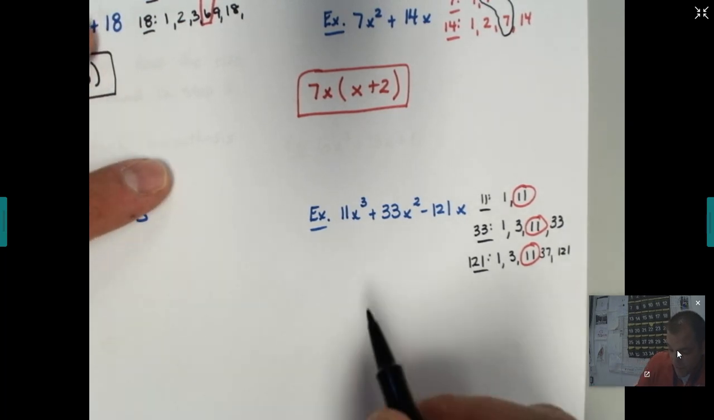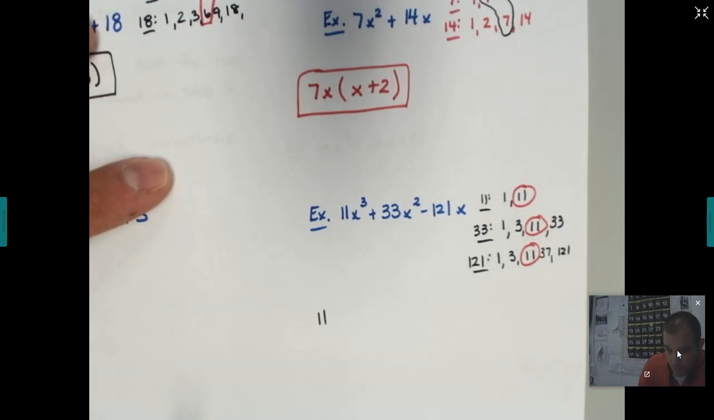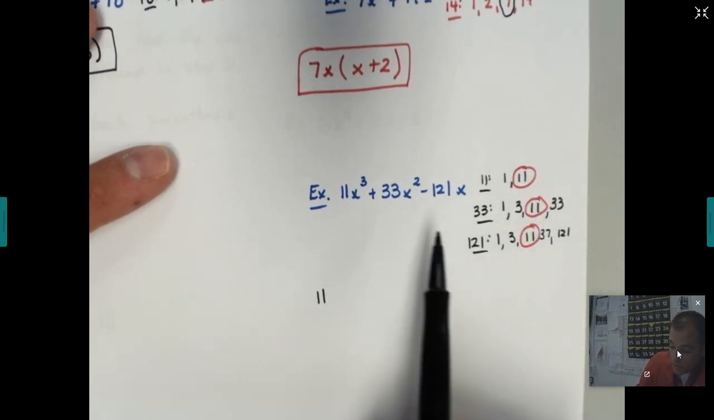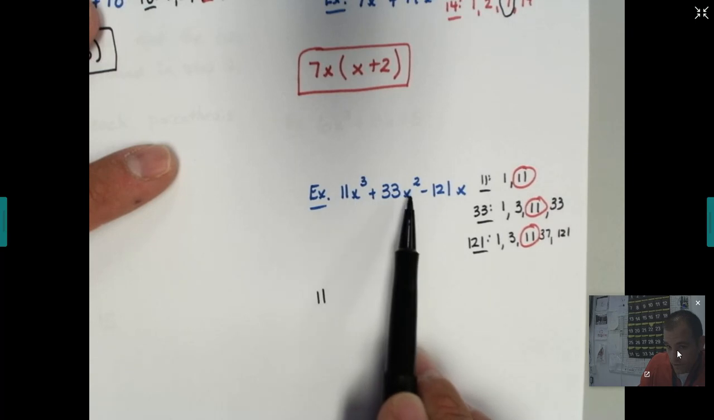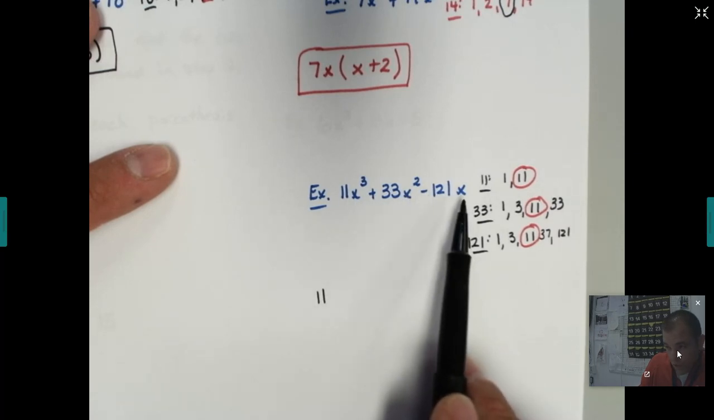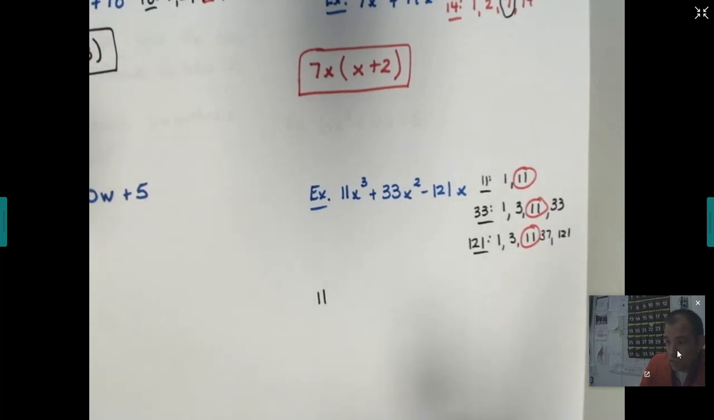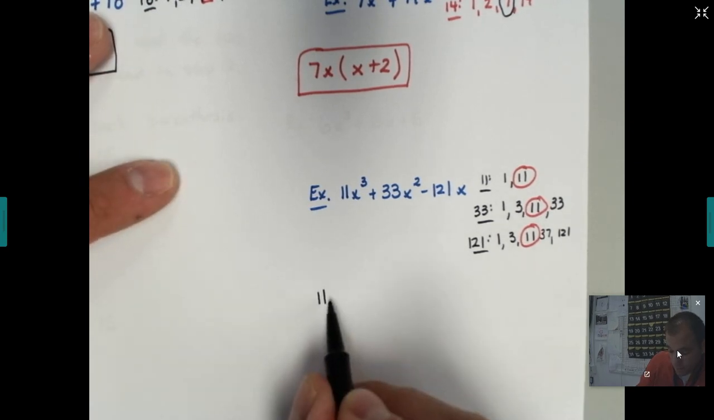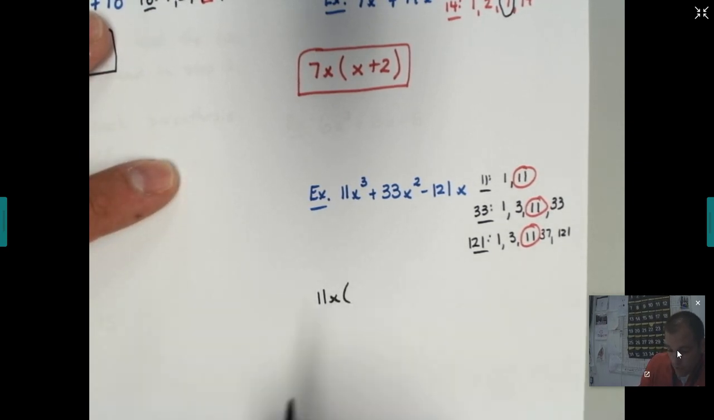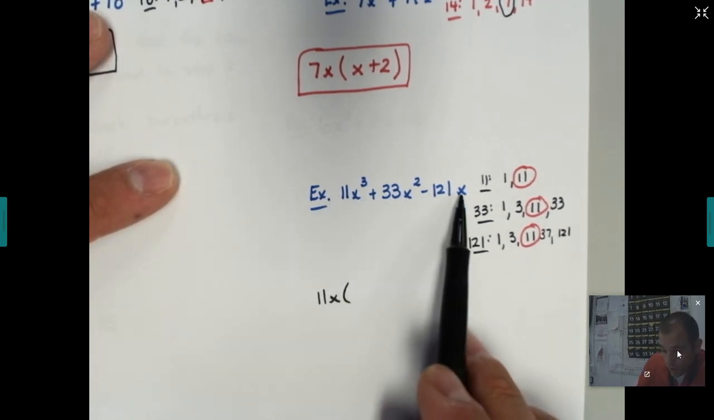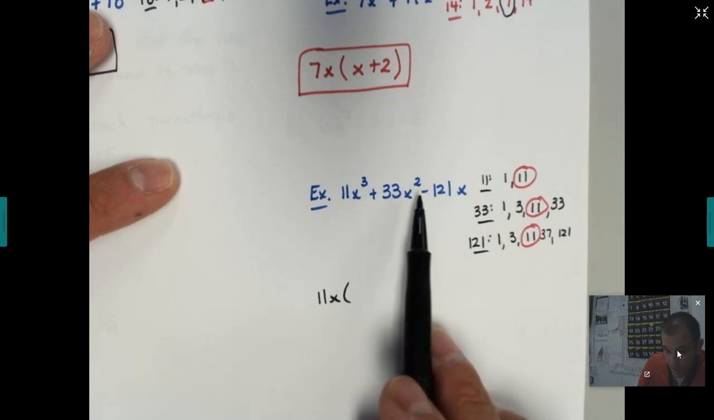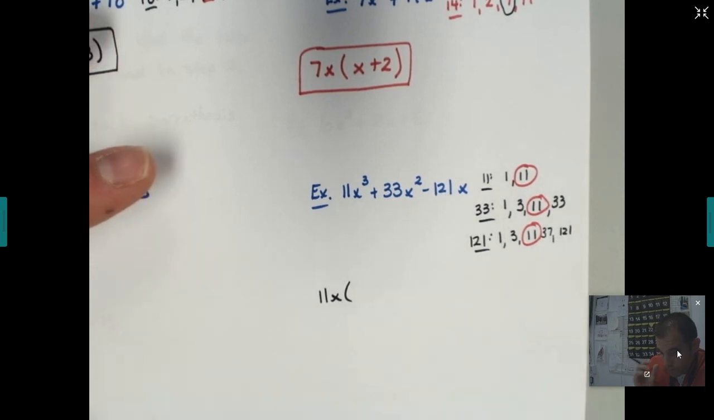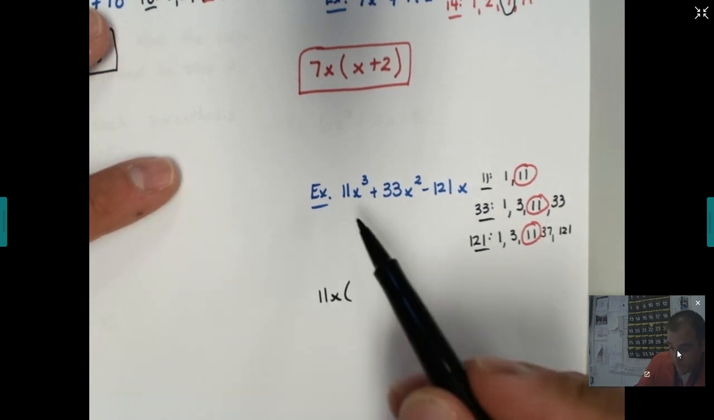I'm going to take an 11 out, and I'm going to put it in front. Once you are done with the numbers, then just look at the letters. This has 3 x's, this has 2 x's, this has 1 x. I have to take out the smallest amount that they have in common, so that's just going to be 1x. I can't take 2 away because this only has 1. I can't take 3 away because neither of these have at least 3. So take out the smallest number and then just divide.